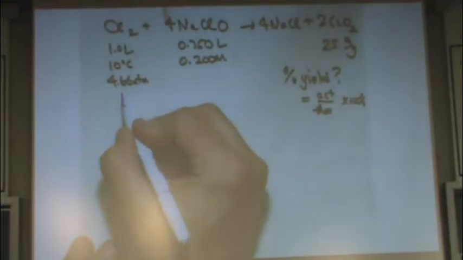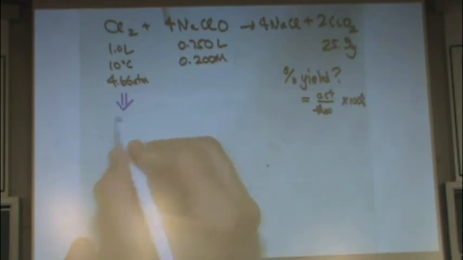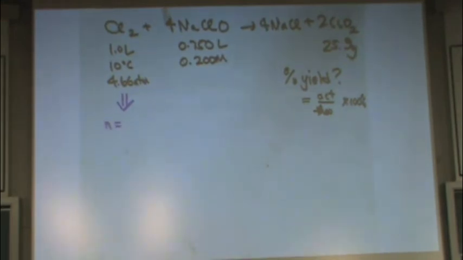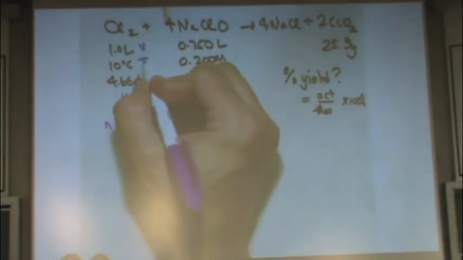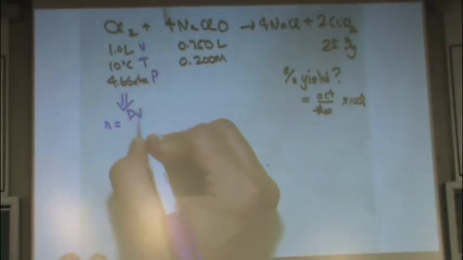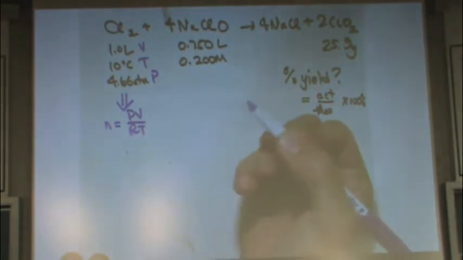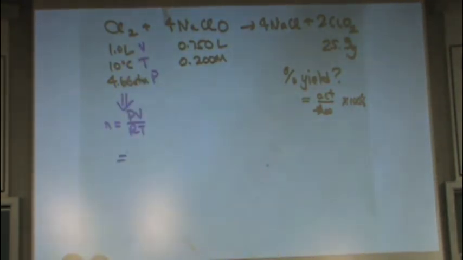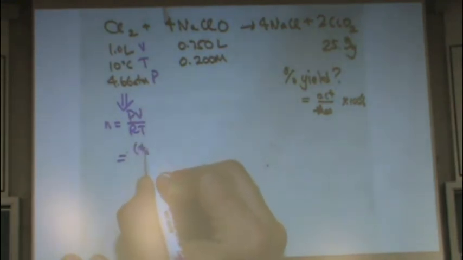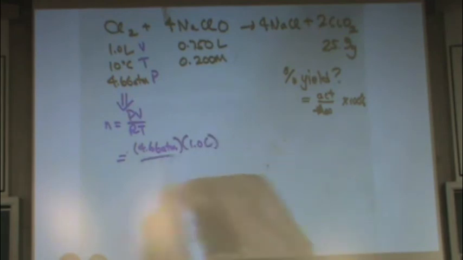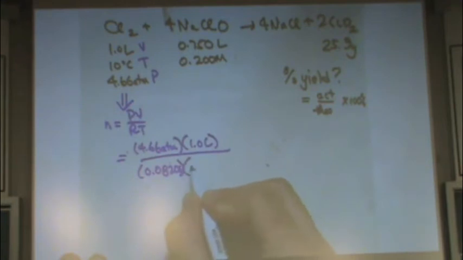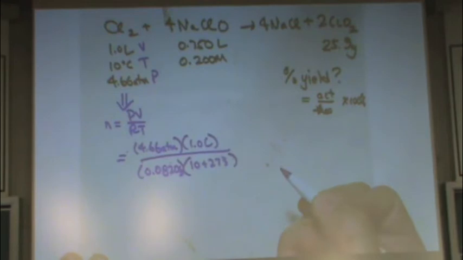Okay, so this is going to be awesome. Because to get moles, usually they would give you mass or moles. But in this case, I have a volume, a temperature, and a pressure. We're going to use the ideal gas law, PV over RT, to calculate this. And we're going to get the moles of Cl2. P, 4.66 atmospheres times the volume, 1.0 liters, divided by R, 0.08206. That'll be given. And then T, 10 plus 273 to change it to Kelvin.